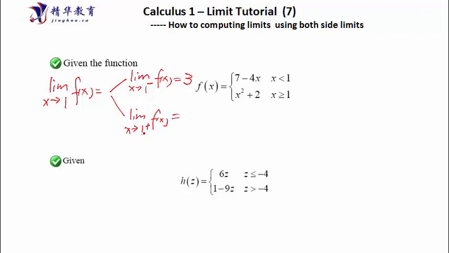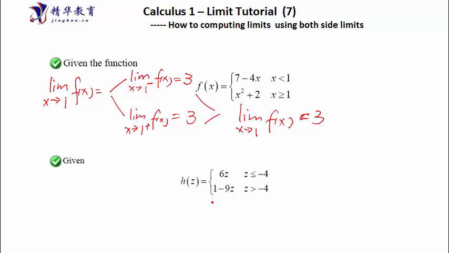What about x goes to 1 positive? That means the input is a little bit bigger than 1, which is in here. So 1 squared, which is 1, plus 2, is equal to 3 again. So from 1 negative and 1 positive, we are both pointing to the same value. That means the limit as x goes to 1 of f(x) is equal to 3. However, if these two numbers are different, then the limit does not exist. Make sense? If you want, you can try the bottom question yourself. If you want to pause the video, pause now. If you pause the video and try it yourself, good for you.